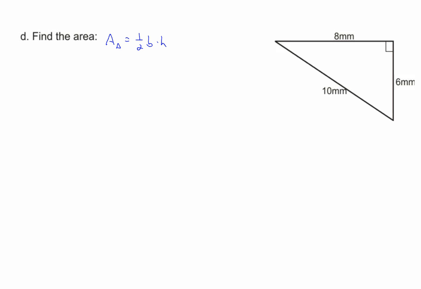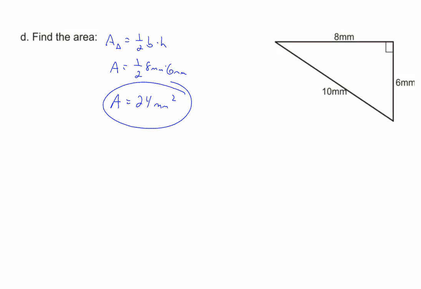If you need to look up at the overhead to figure something out, or at the board, go ahead and do that. But if you can do it without looking, try to do it without looking. You got to decide what's the base and what's the height. And hopefully you determine that the answer to this thing is 24 millimeters squared.